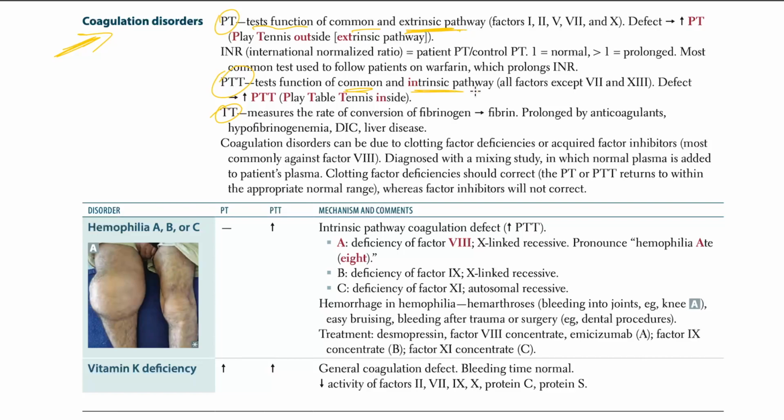Well, the PTT is going to be common and intrinsic. Again, what was the extrinsic pathway and what was the intrinsic pathway? The extrinsic pathway factors, along with the common pathway, are 1, 2, 5, 7, and 10. And the PTT covers all factors except 7 and 13.